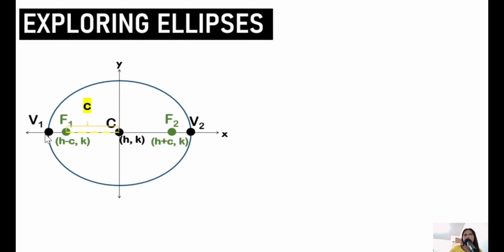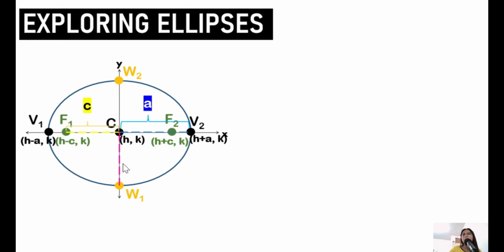How about the vertices? How far is the vertex from the center? Actually, we label that distance as a. Since it is a units away, what are the coordinates of V1 and V2? Again, going left is minus, going right is plus. The change is in the h part. So V1 is (h minus a, k), and V2 is (h plus a, k).